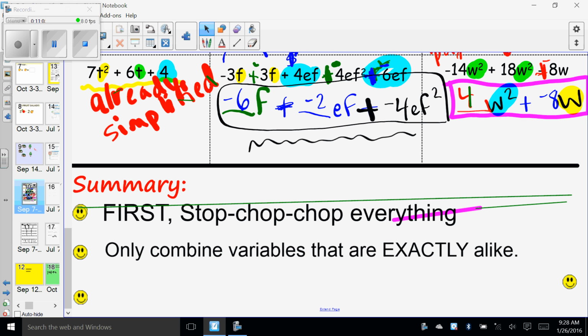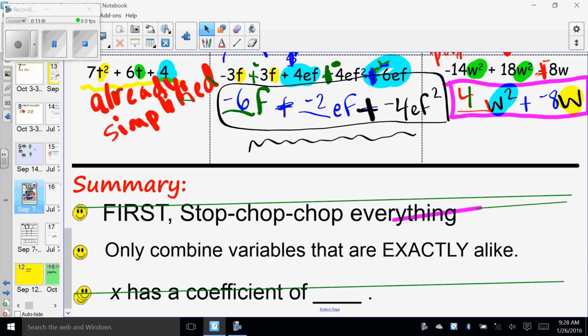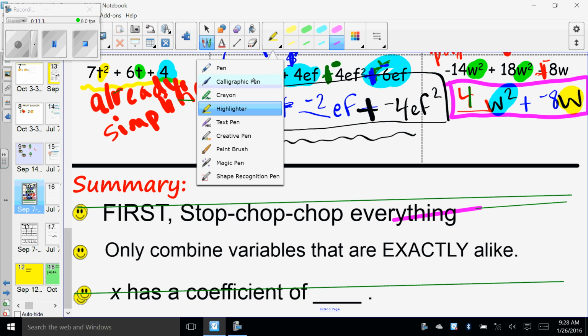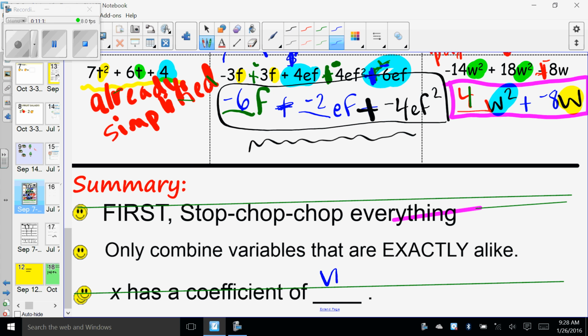Okay, and once that is done, then we would say that if there's a lonely x, any of the problems that have a lonely x, it has a coefficient of 1. So an example would be if you had 2x minus x, this is really like a 1x there. Just like a 1x there. So we always put a 1 in front of a lonely x.